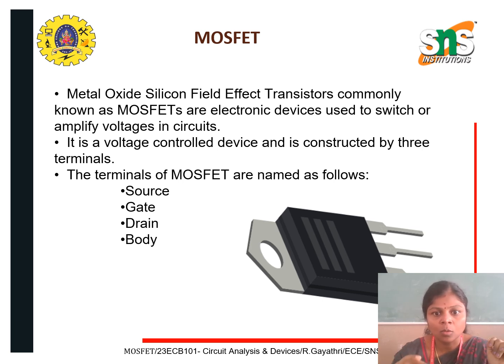The gate terminal voltage is controlled. By controlling this gate terminal voltage, the current will flow through the other two terminals. So the JFET as well as the MOSFET is also called a voltage controlled device. We know transistors have 3 terminals, and the MOSFET is also constructed using 3 terminals. The terminals of the MOSFET are named source, drain and gate, and a body terminal will be there, which is not used in all practical cases.